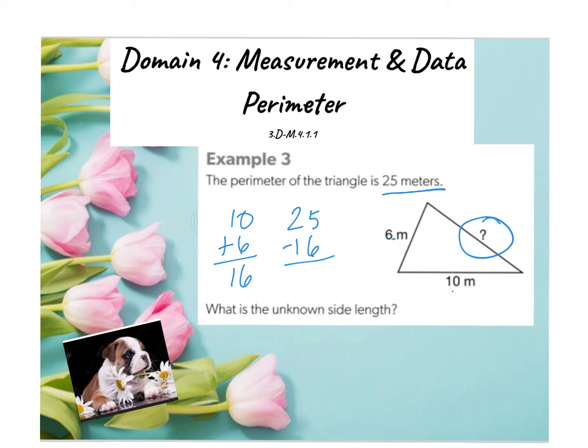We can't do 5 minus 6, so we'll have to regroup. And then that would give us our answer of 9 meters for this side. And you can double check. 9 plus 6 plus 10, does that equal 25? Yes, it does.